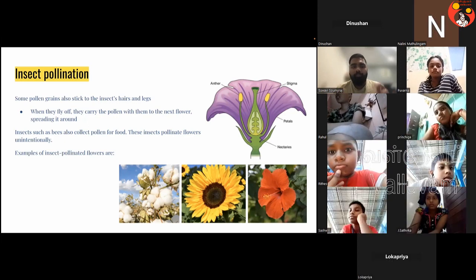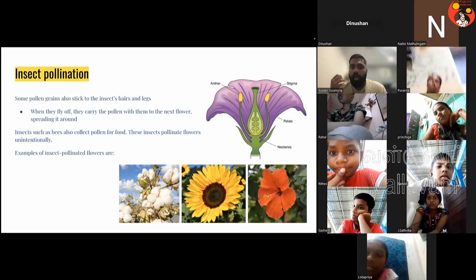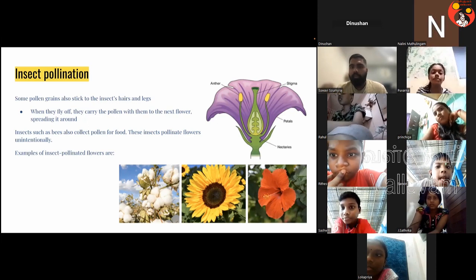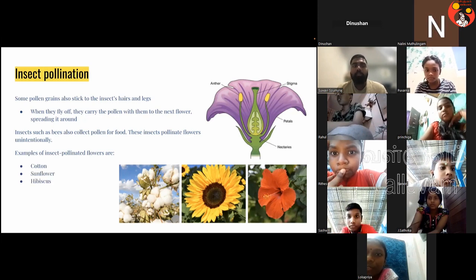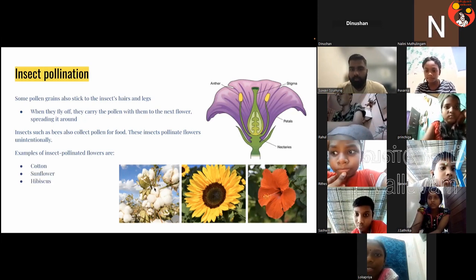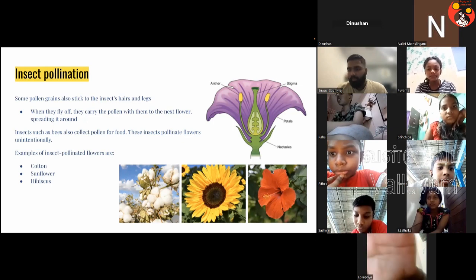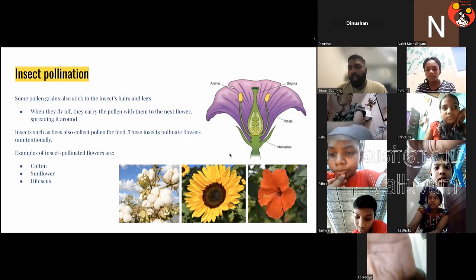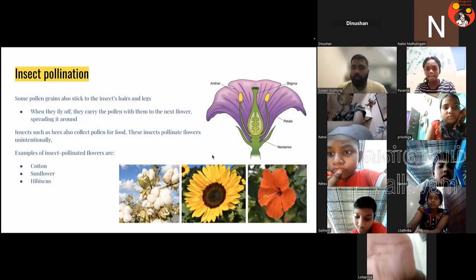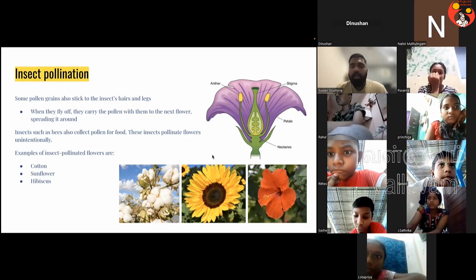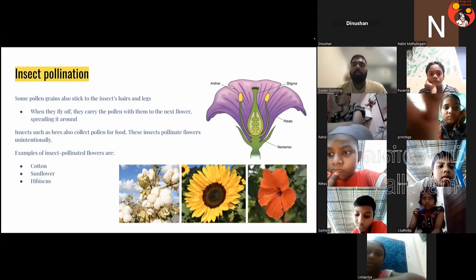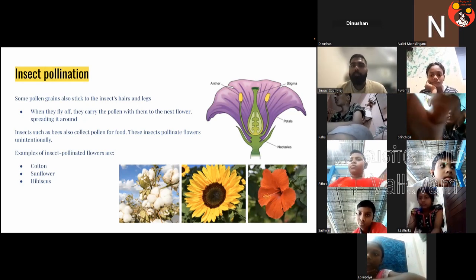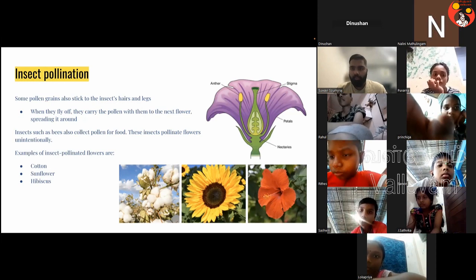Now, there's a few flowers that are very insect pollinated and insect driven for the pollination. These include the cotton flowers, sunflowers, and hibiscus. So you can see here, that's the cotton, sunflower, and hibiscus. So you can see here that they have some of the characteristics that we spoke about, where they're quite brightly colored, they're larger in size than a lot of the other flowers, and if you do smell them, some of them would have an attractive scent, right?